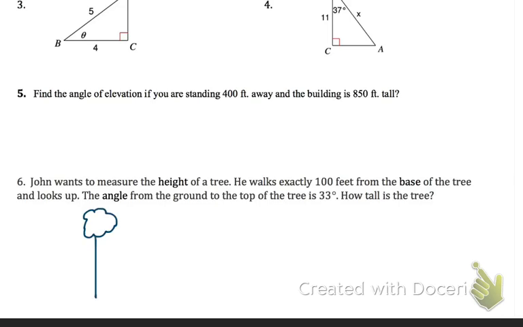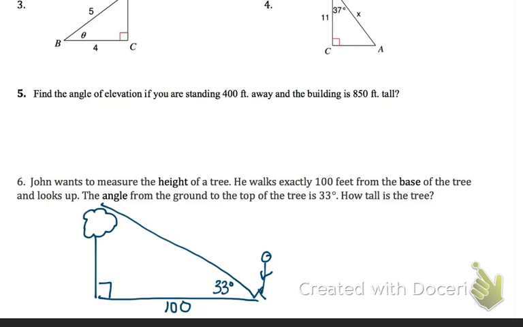So I'm going to draw a tree. And he walks 100 feet from the tree. So we're going to put John over here, and he's 100 feet away. When he looks up to the top of the tree, it makes an angle of 33 degrees. So that's going to go right here. And here's my right angle. We're trying to find how tall the tree is, so this is the side that we'll be solving for.